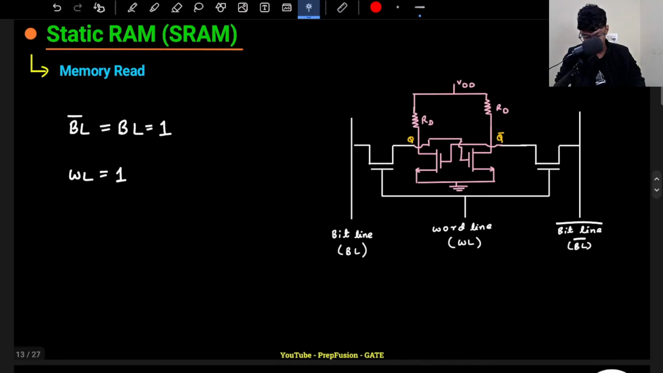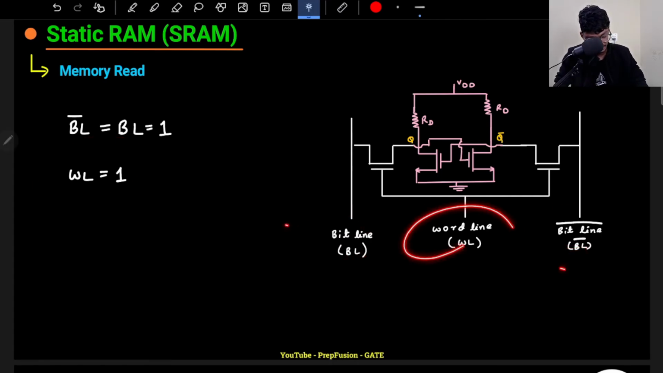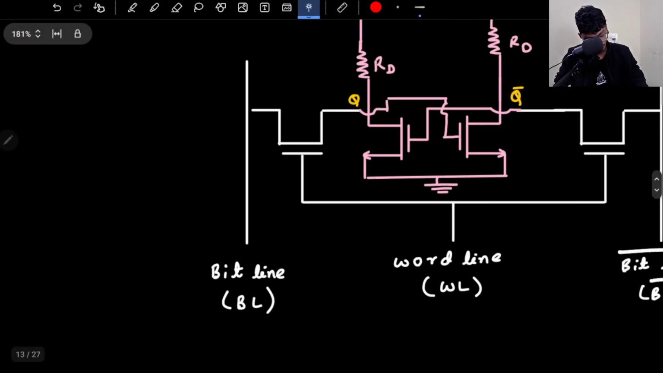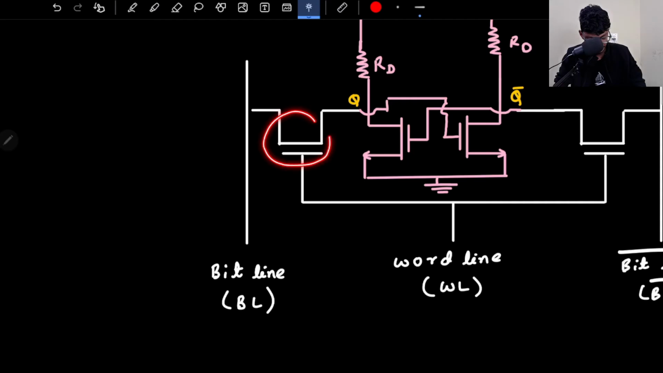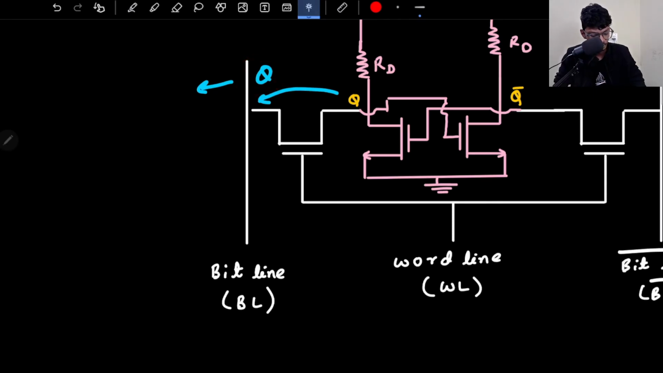Okay, so for memory read, I will assume a few states. The first state is that your bit lines should all be high, and your select line should also be high. If all of these are high, and I initially have some data Q stored here, then since the word line is high, the pass transistor logic is on. So this Q will directly be passed on to the bit line, and from here I will have a sensing device that will read this value Q, whatever it is, 0 or 1.